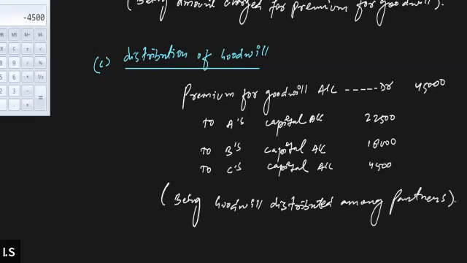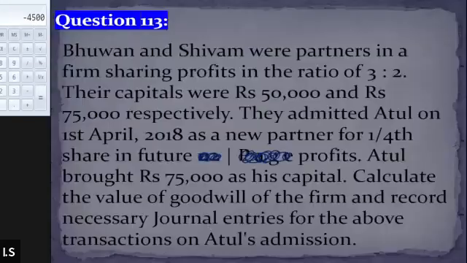We'll do one question based on the hidden goodwill. All right, so this is question number 13. Bhuvan and Shivam were partners in a firm sharing profit in the ratio of 3:2. Their capitals were 50,000 and rupees 75,000 respectively. They admitted Atul on 1st of April 2018 as the partner for 1/4 share in the future profit. Atul brought 75,000 as his capital. Calculate the value of goodwill of the firm, and record the necessary journal entries for the above transaction on Atul's admission.